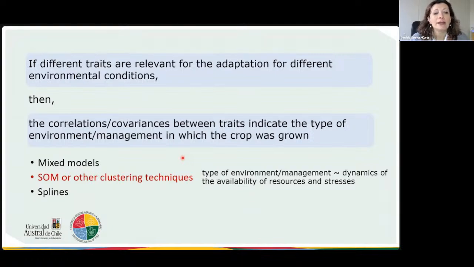But how to analyze this is not so simple. There are many techniques. One of them is linear mixed models. Maybe you are familiar with things like the factor analytic model or other types of very useful models. Here we show some examples, particularly of self-organizing maps or other clustering techniques that could be used. This is just one out of many that you can have, and splines.